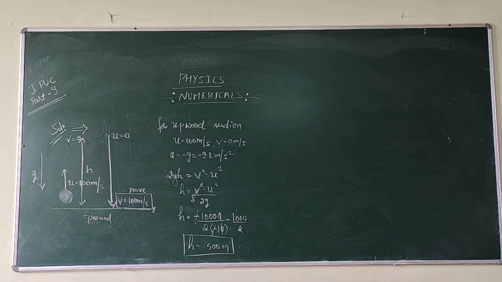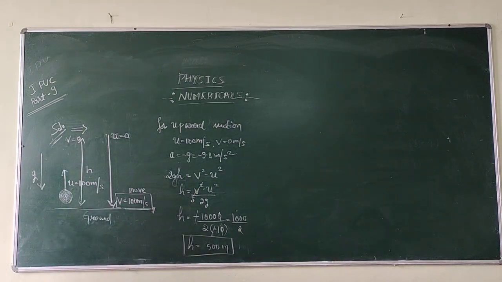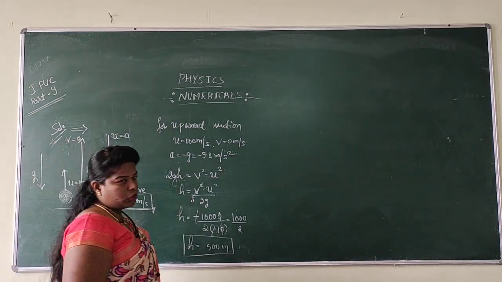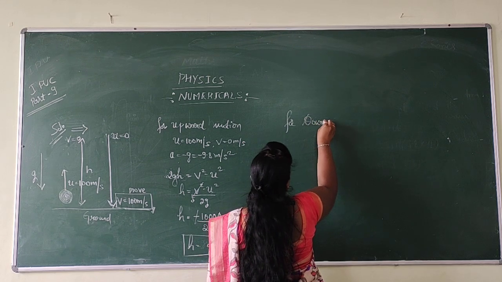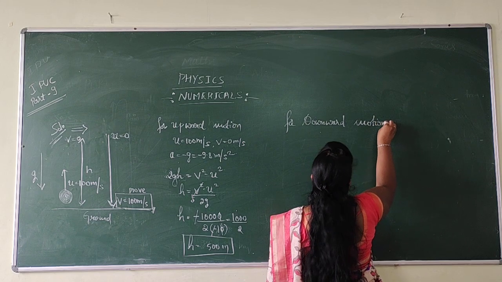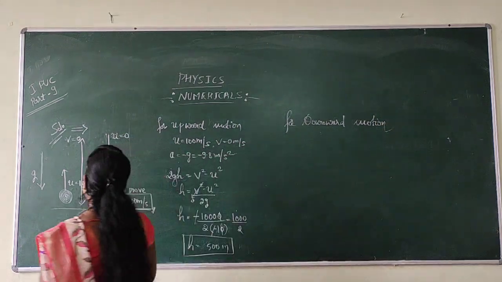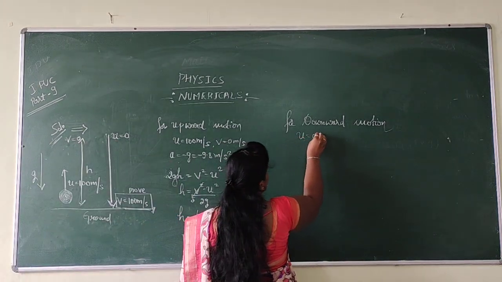Now we should prove that the final velocity is equal to 100 meter per second. My dear students, I already said that I have divided the numerical into two parts: one for the upward journey and another for the downward motion. Now I am moving to the downward motion. For downward motion, what is the initial velocity? u is equal to 0.